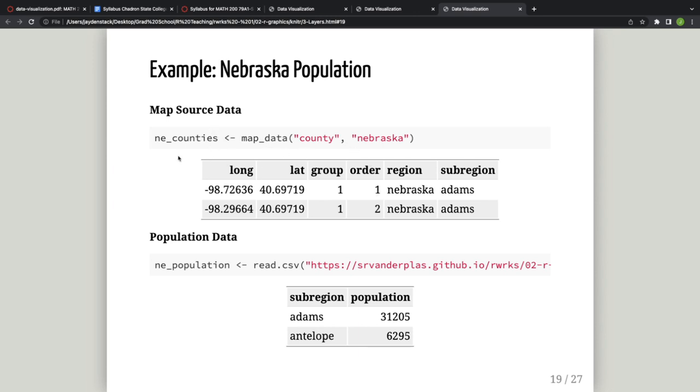for the counties of Nebraska, and populations of those actual counties, right? So I have two different data sources, and I need one source to create the map, and one source to visualize the map. So these counties are going to actually draw the map of Nebraska split out by counties, where the population data is actually going to help me visualize how densely populated each county of Nebraska is.